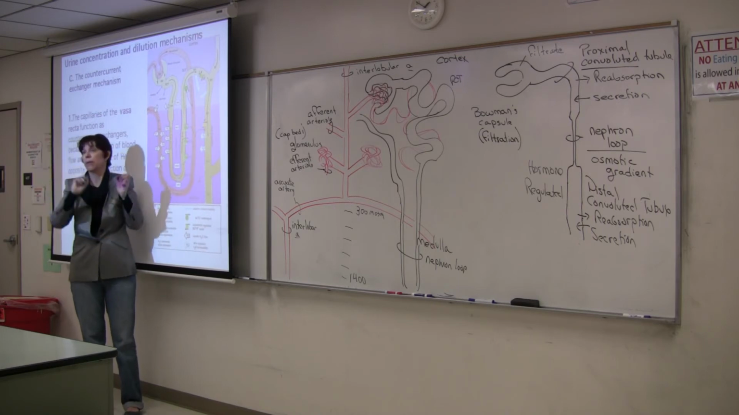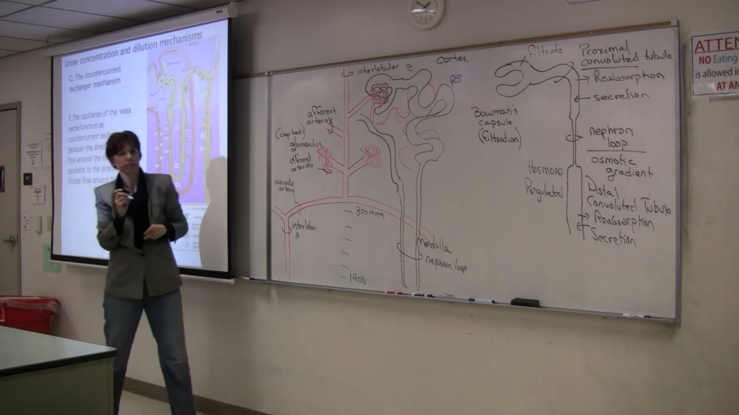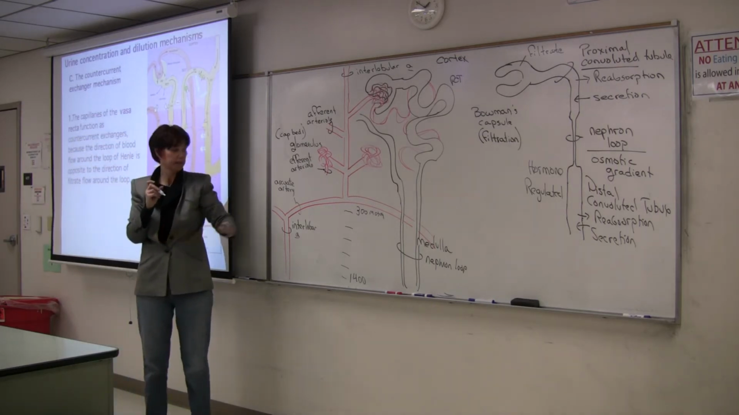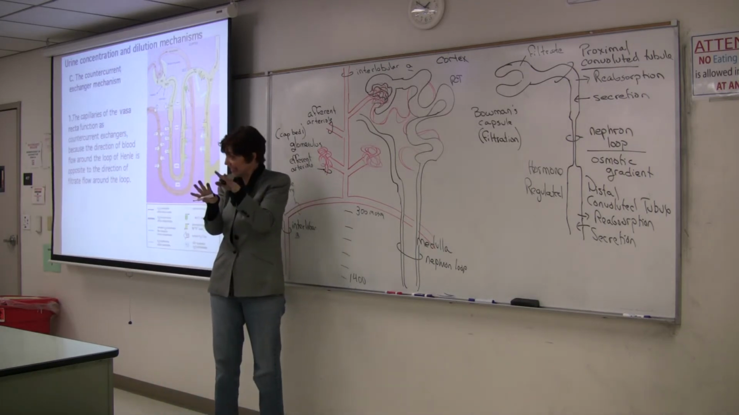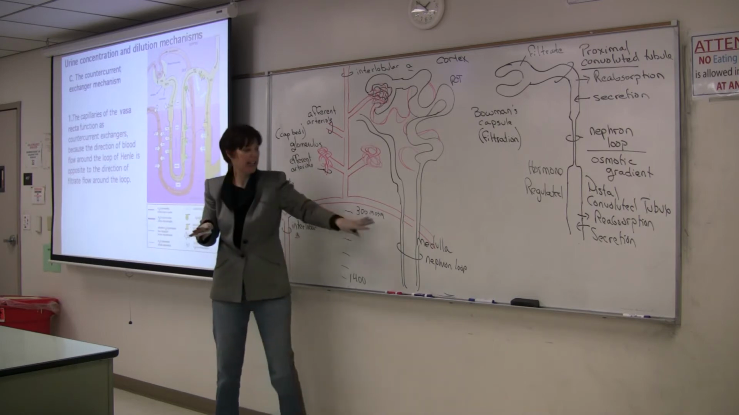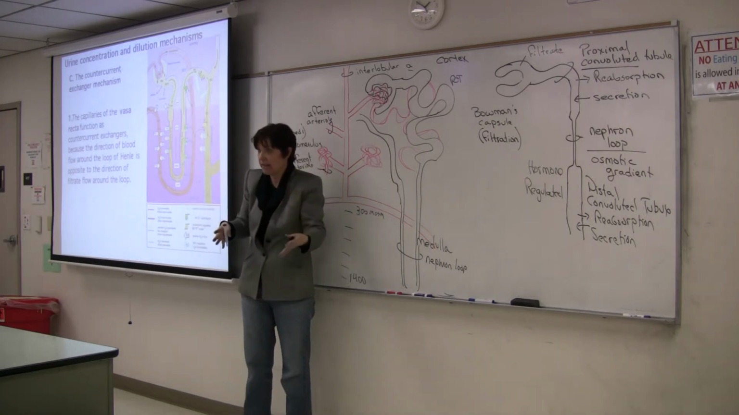Okay? You got a question? So the vasa recta and the nephron loop are two different things. Yes, they're related functionally, but the vasa recta are blood vessels. The nephron loop is part of the nephron.